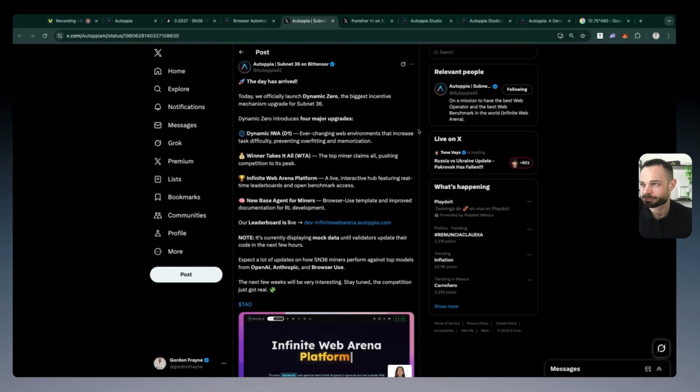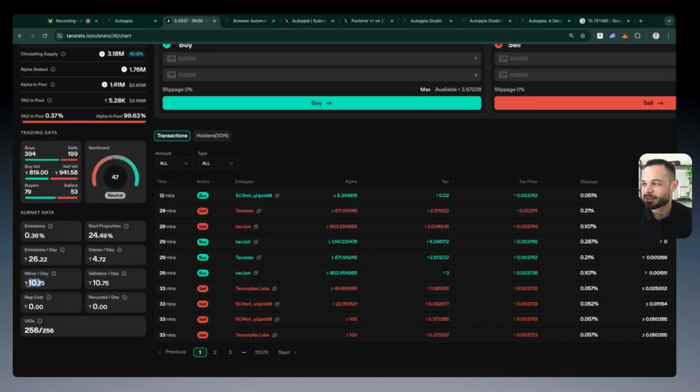Like I alluded to just a few minutes ago, Autoppia did also recently announce Dynamic Zero and four major upgrades, launching with a winner-takes-all incentive mechanism and a live leaderboard. Okay, I mentioned that winner-takes-all mechanism, which means the top miner claims all the rewards in a given 24-hour window. That means it pushes competition on the network to its peak. And like I showed you over on TAOstats, miners are getting paid out 10.75 TAO per day.